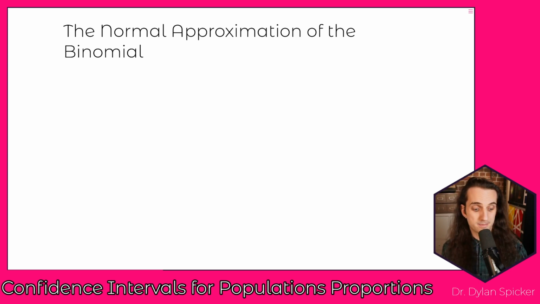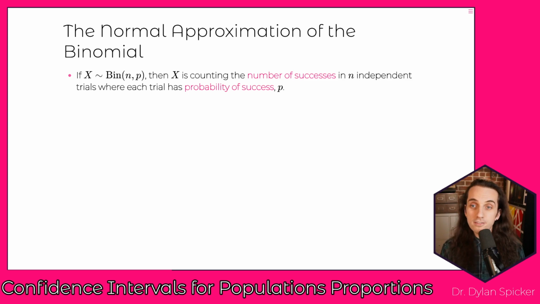So what is the normal approximation to the binomial? Well, if X follows a binomial(n, p) distribution, then X is counting the number of successes in n independent trials, where each trial has a probability of success of p. So we can think about this as flipping a coin, right? If we're going to flip a coin 10 times, and each time there's a 50-50 chance that it comes up heads or tails, then this would be a binomial(10, 0.5). If there's 50 flips of a coin, then it would be a binomial(50, 0.5). And all we're doing with that coin flip is counting how many times we actually saw heads, or how many times we saw tails.